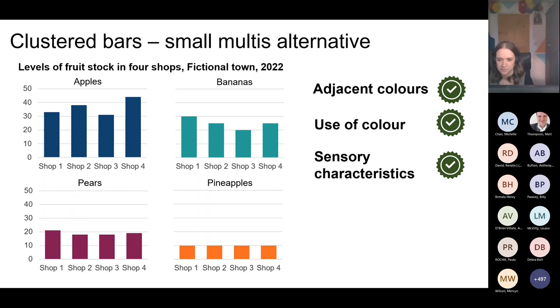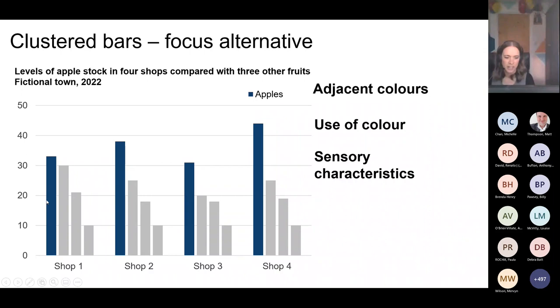Another alternative I mentioned briefly was focus charts. So you can just say, right, I'm just going to look at this first series. So this is fine, adjacent colours. Well, it's fine, the blue has enough. This grey won't have enough with the background. So it is kind of half passing on adjacent colours.